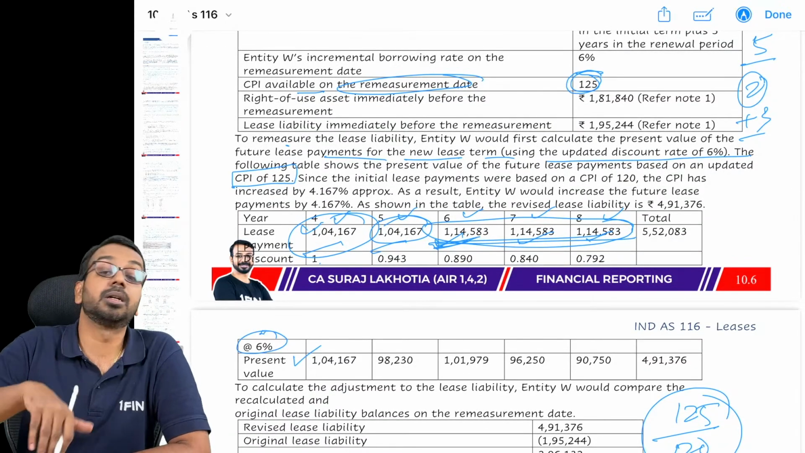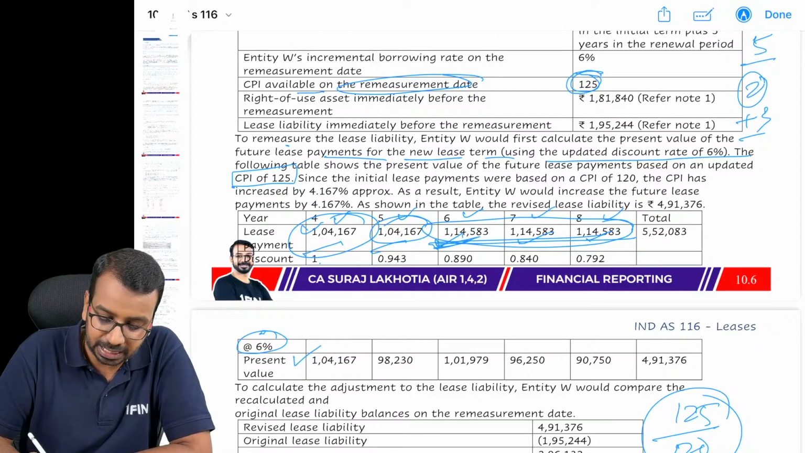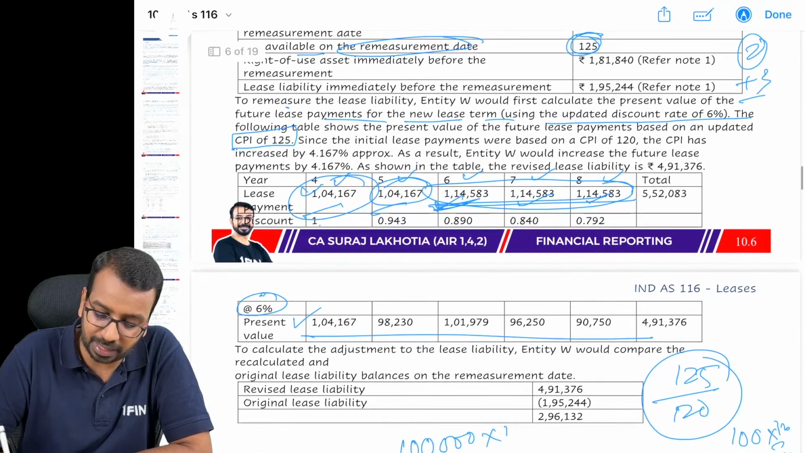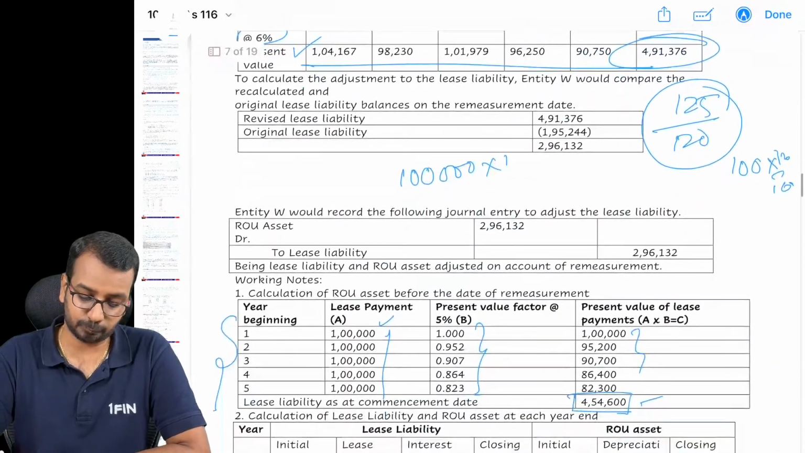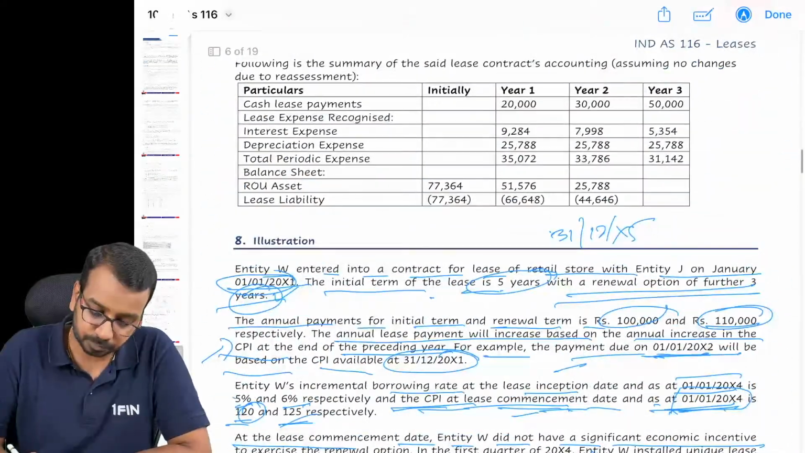6%, because the term has changed. So new rate. You get the present value. What is the present value? Present value comes to 4,91,376.